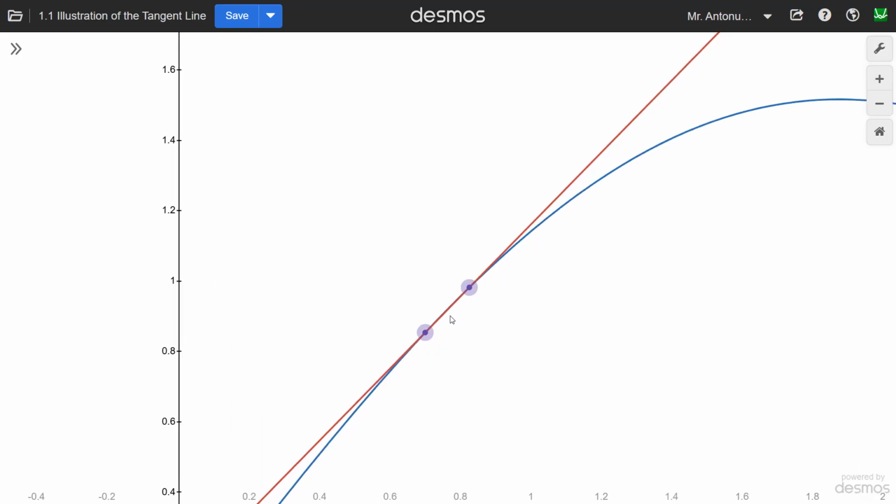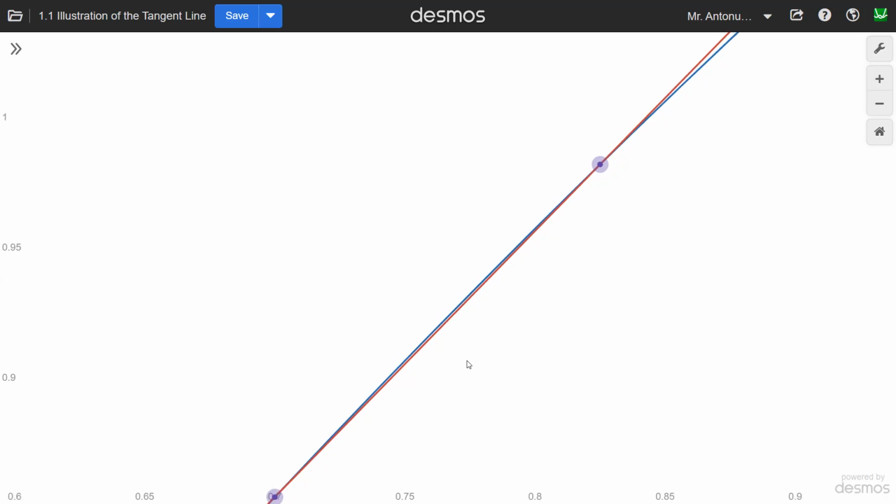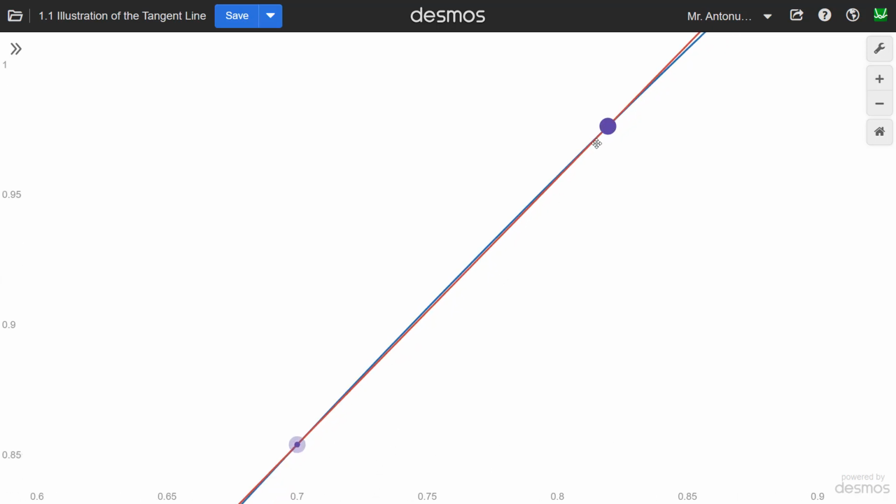But if we zoom in some more, we can still see that there's some space in between the curve and the line, and we can always get a little bit closer. The problem is that when that second point drops right on the first point, you're trying to get the slope between the same two points, and there is no longer a slope at that point. So that presents a problem. Thus, we have to investigate what we call the limit.